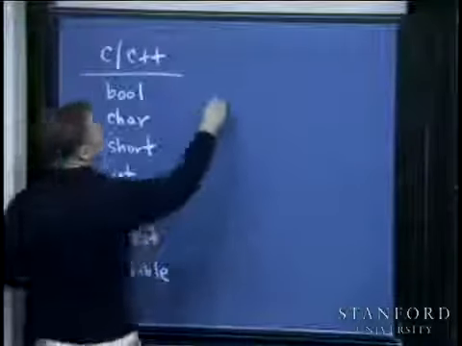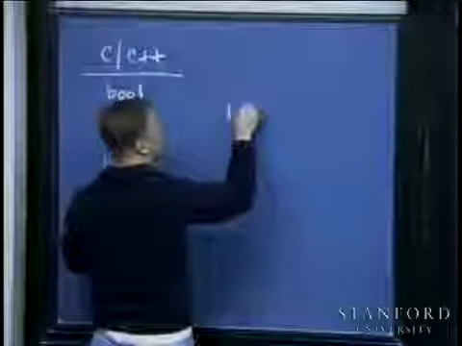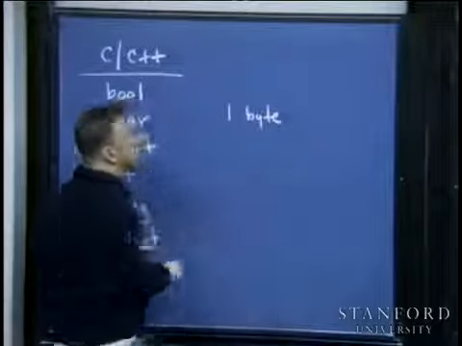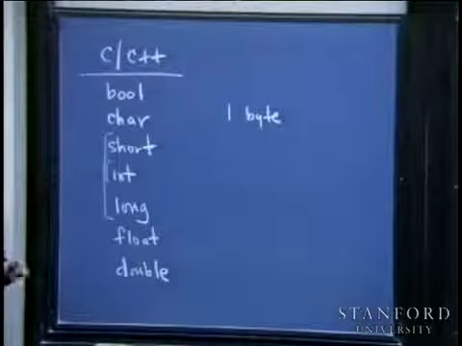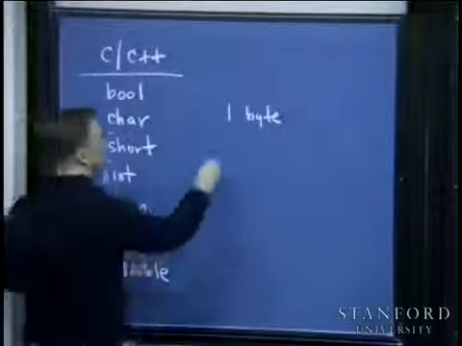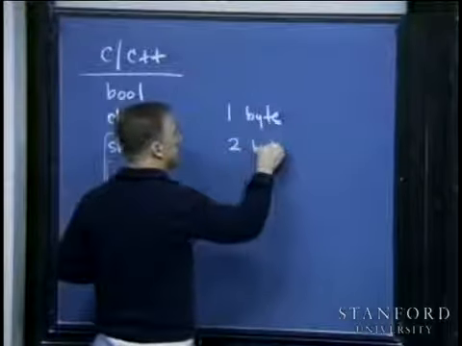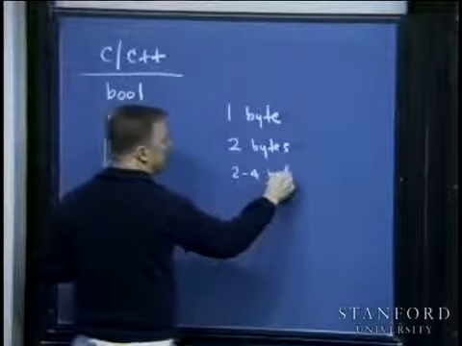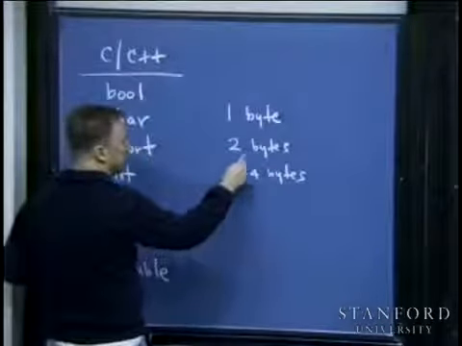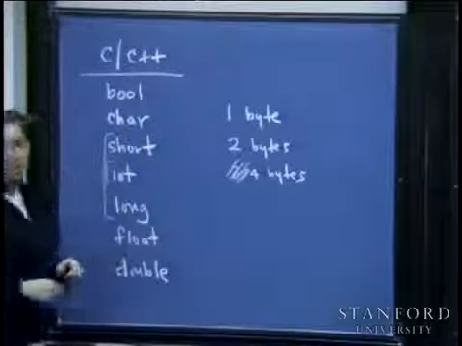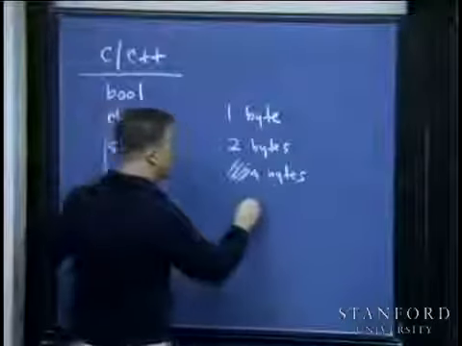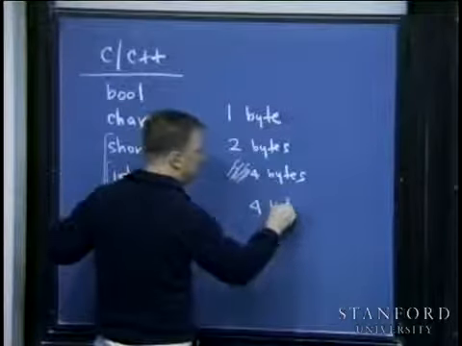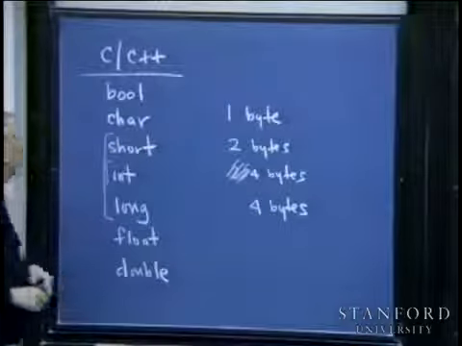Okay. The character is usually 1 byte in memory. At least it is in all C and C++ compilers that I know of. This is typically 2 bytes. The int can actually be anywhere between 2 and 4 bytes, but we're going to pretend in this class that it's always 4 bytes. Okay. The long, for the time being, is 4 bytes of memory.